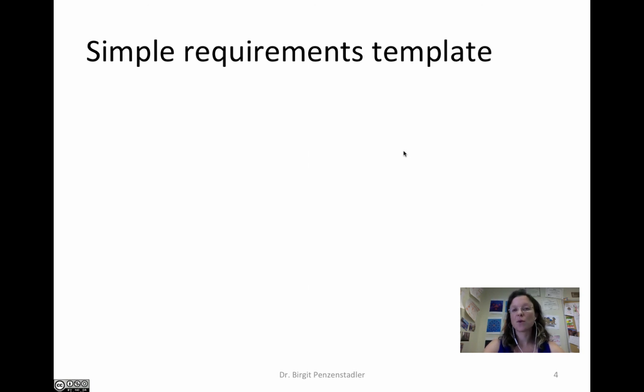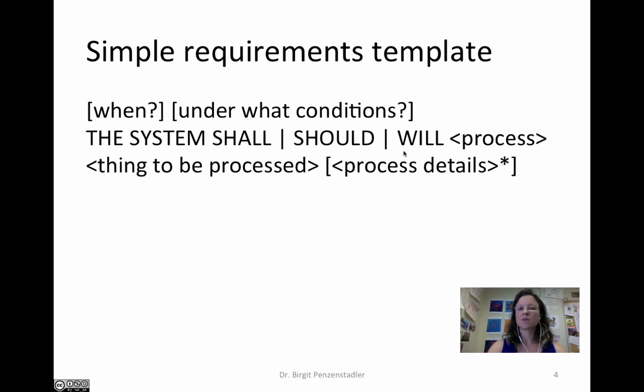So first one, for an individual sentence, here's an example. The sentence template looks as you can see on the slide. First, there is a when condition, if there is a specific event that triggers your requirement, and then under what conditions: are there any specific states that your system needs to be in for that requirement even to be of relevance. And then we add a part where we say the system shall, should, or will, which states that the system is the actor in that case and how it should respond.